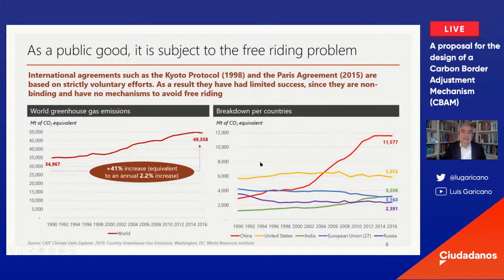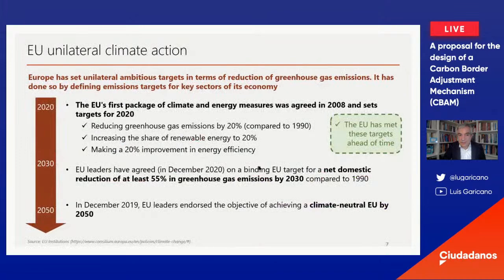The European Union has acted very strongly, as we saw in the graph. We set up very ambitious targets in terms of greenhouse gas emissions. The European Union in 2008 already had a very ambitious target of reducing greenhouse gases by 20% in 2020. And indeed, in increasing the share of renewables and making an improvement in energy efficiency, we fulfilled all these targets ahead of the 2020 target. And just right now, the EU leaders with the EU Parliament have agreed on a binding EU target for domestic reduction of greenhouse emissions of 55% by 2030 compared to 1990. So we are more than doubling the objective that we had already committed to.